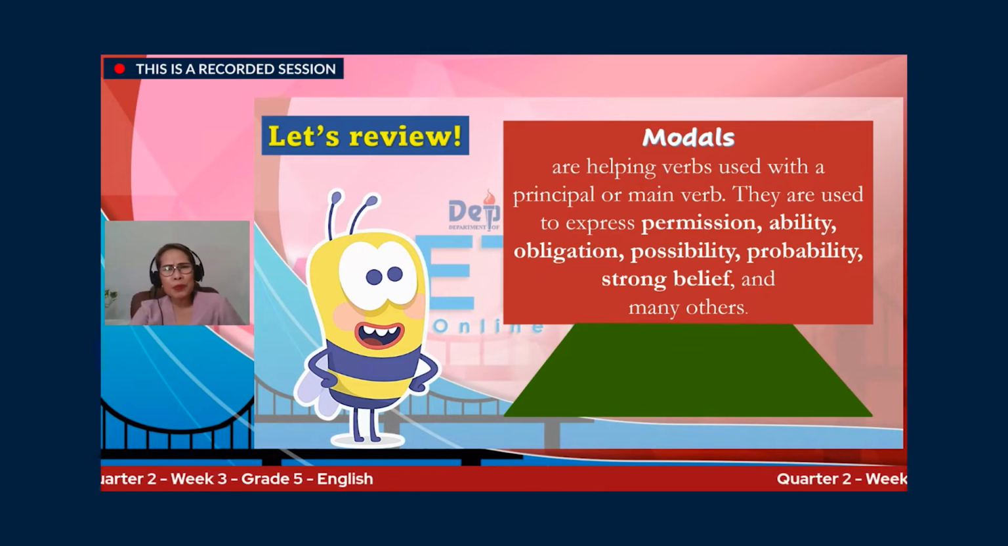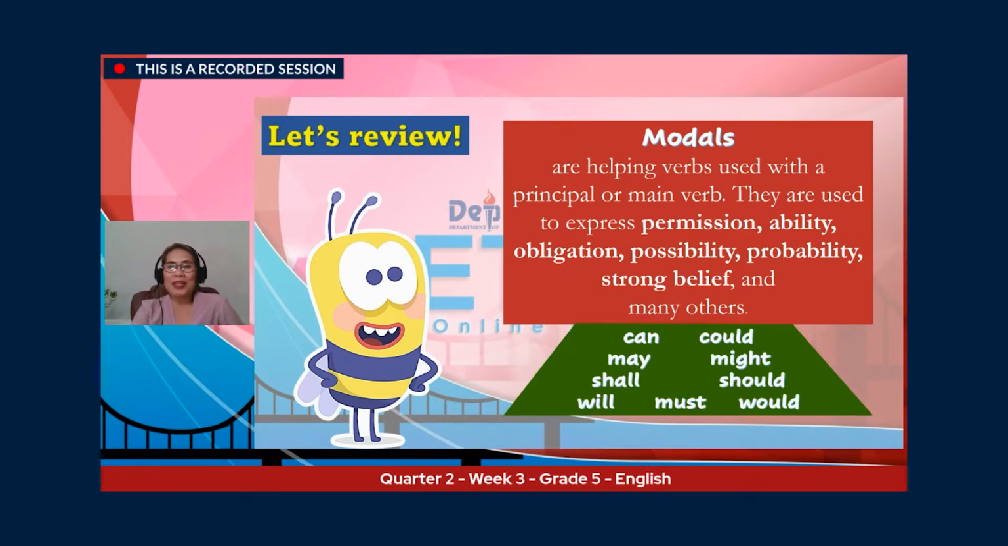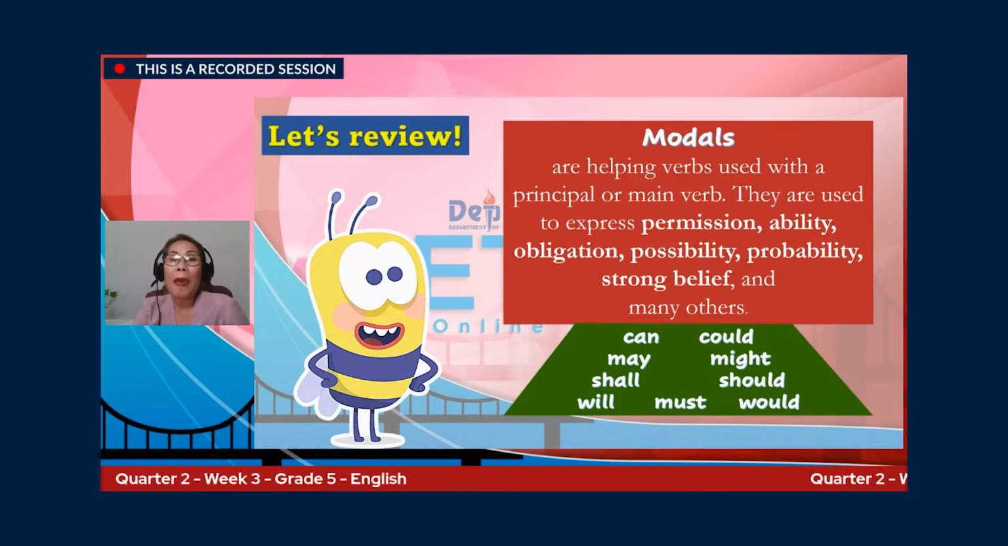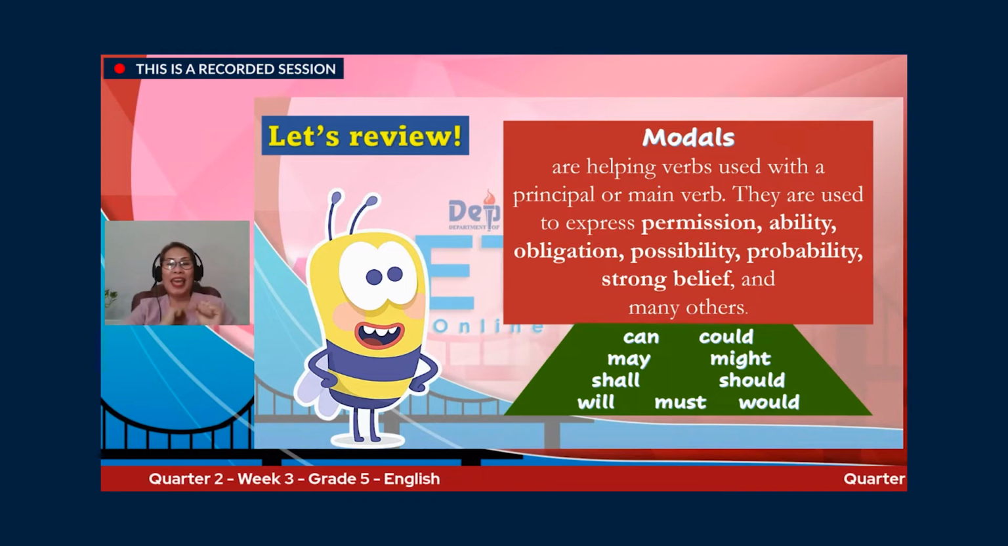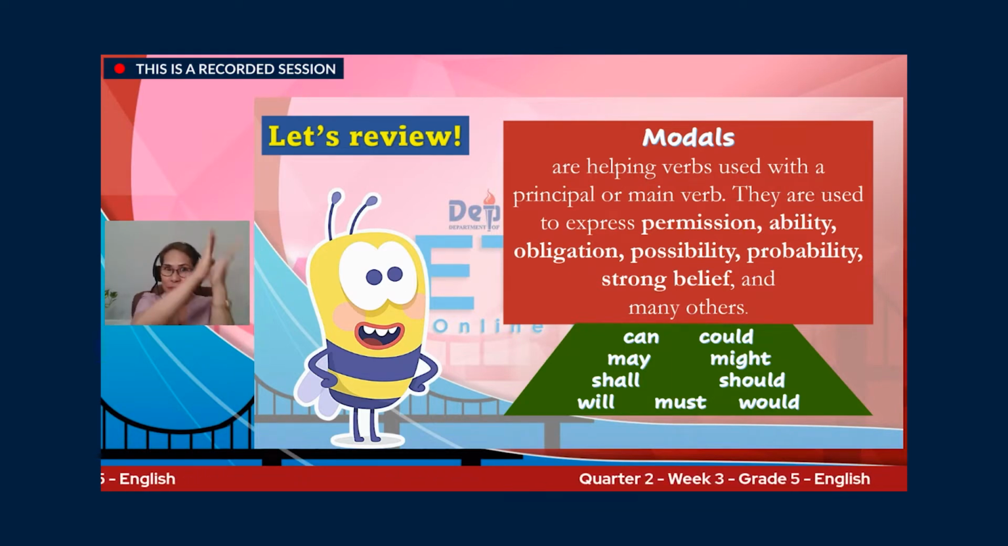So what are the modals once again? Can you enumerate? These are? Very good. These are the can, could, may, might, shall, should, will, must, and would. Yeah, very good. Excellent. You must have really been studying. A virtual round of applause to each of you.